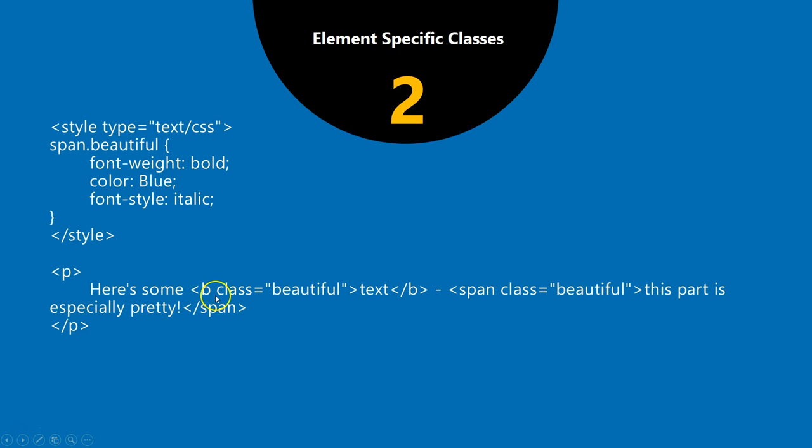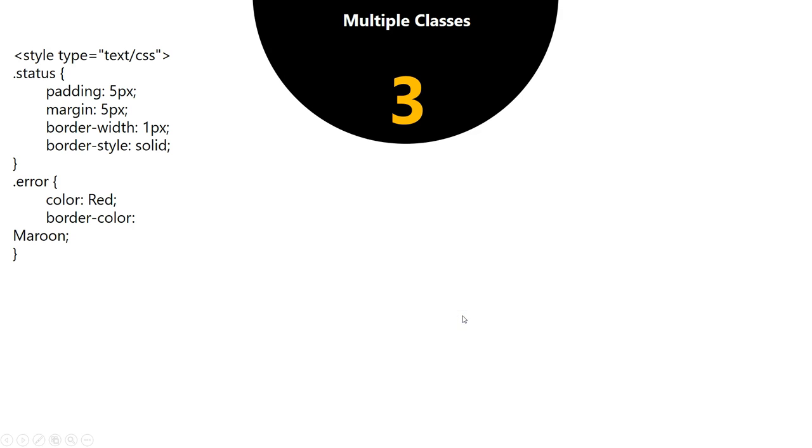Here's some B class equal to beautiful text. How do you think it would come out? And then span class equal to beautiful, this is especially pretty. Now for this one, there is no beautiful class separated from B, so this will come out just black, while the other part is span.beautiful. Therefore, this part, this is especially pretty, will come in bold, blue, and italic.